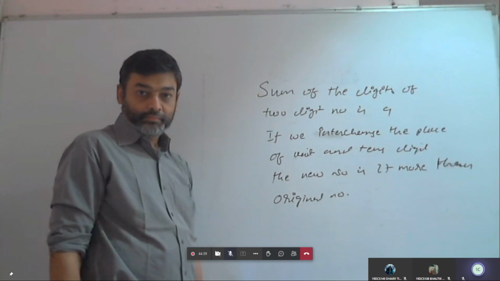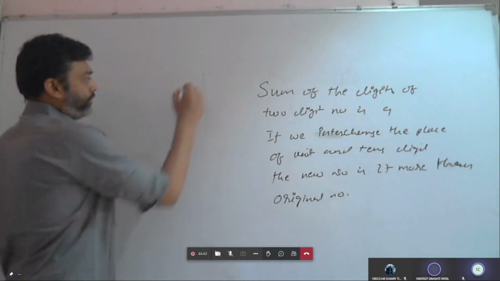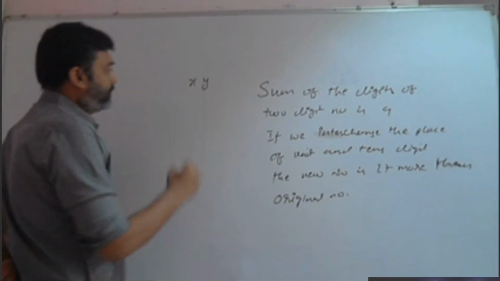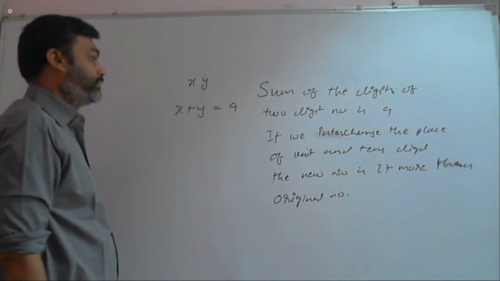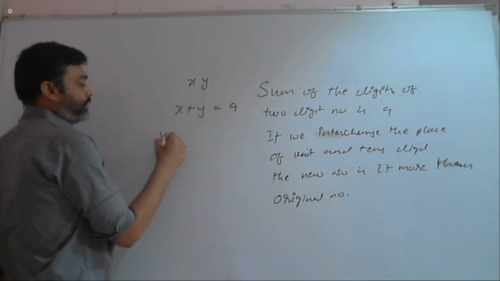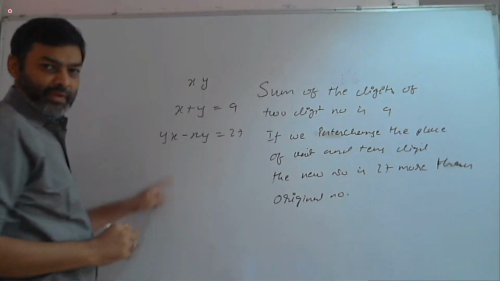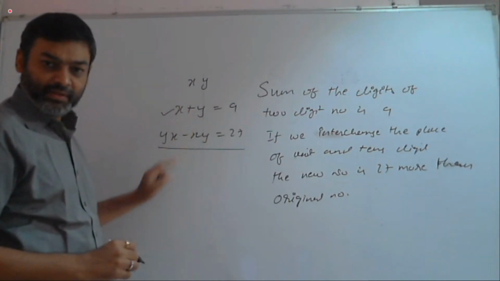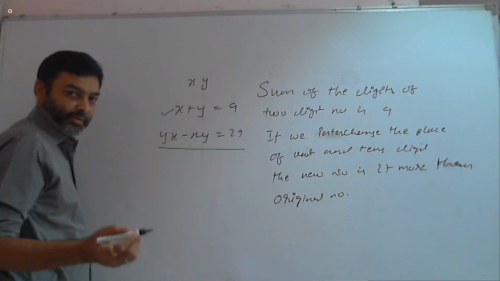We will assume the original number as x and y, and the sum of x and y is 9. And yx minus xy is 27. Yx minus xy is equal to 27. I'm having a doubt in this portion. This portion is right, but this one is something. Suppose let me assume that. Sure. Tell me.